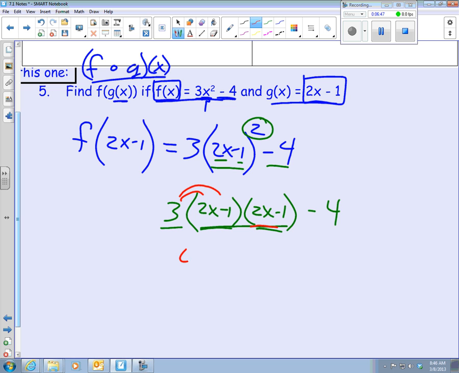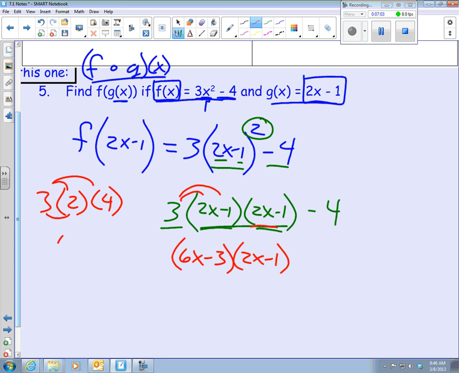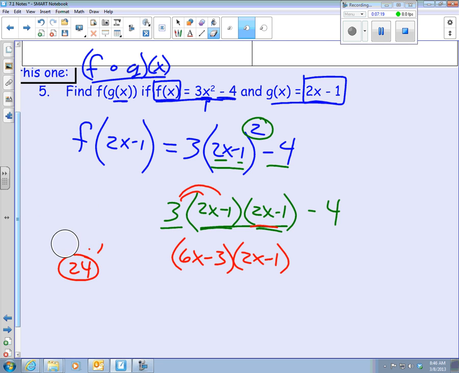So this ends up becoming a 6x minus 3 times 2x minus 1. This is no different than 3 times 2 times 4. I wouldn't say 3 times 2 and 4. I'd just say 3 times 2 is 6 times the 4, and that's 24. It's no different than order of operations. There's no addition in between this 2 and the 4 here, so I don't multiply the 3 by both of them. That's kind of what we're working with there. Don't forget our minus 4 over here.